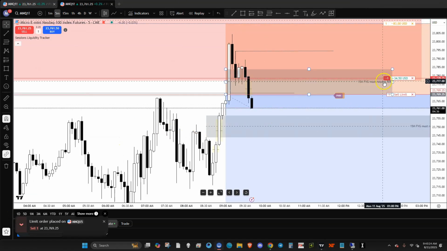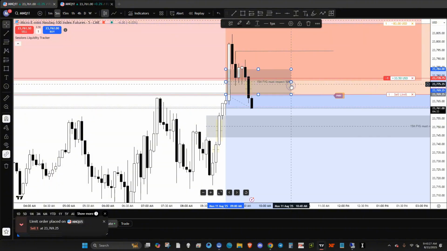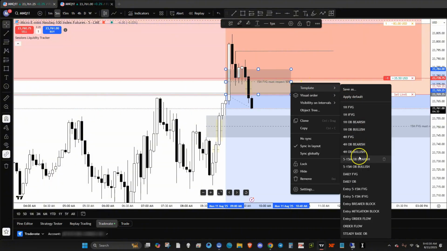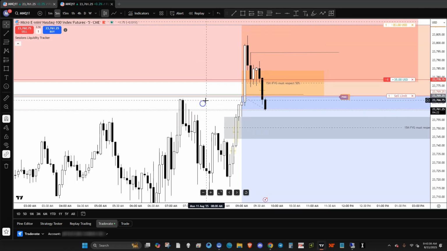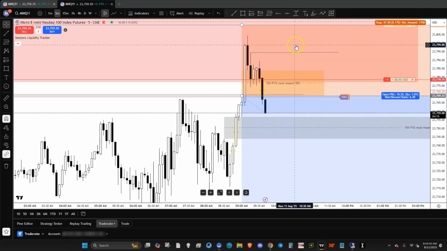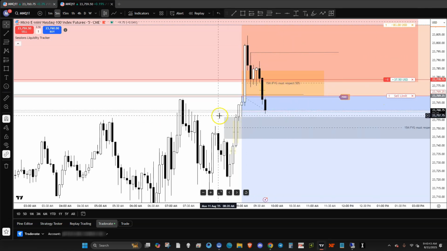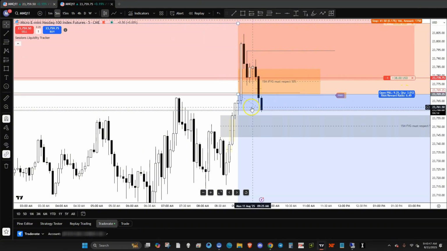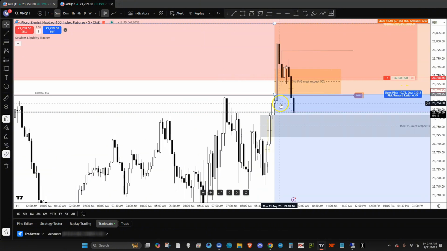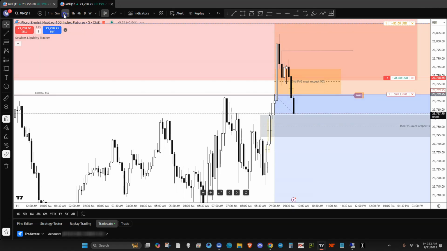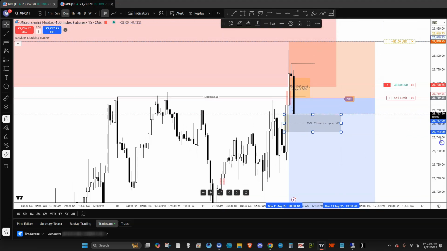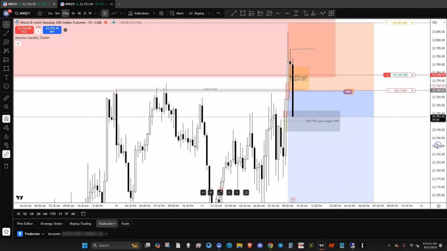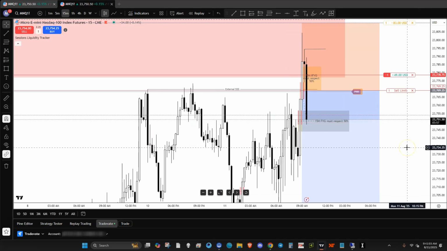Alright guys, so we actually closed under this fair value gap. Now that this fair value gap has been broken, it's gonna be an inverted fair value gap. That means that instead of using this fair value gap as support, we're gonna use it as resistance. So I added another sell limit at the bottom of the fair value gap to see if we can tap it. This one would not be valid anymore. I mean, we can leave it there, but this thing might just drop from here.